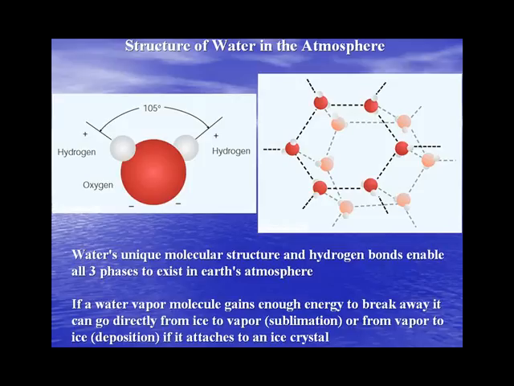Now, if you think about it, remember we talked about molecules gaining energy. Now, if one of these molecules here, let's say for instance this is the solid form of water, and let's say it gets enough energy, it begins to break away and it moves away from this particular structure. It can go directly from ice to vapor, which we call sublimation, or it can go from vapor directly to ice if it attaches to an ice crystal. So that gives you an idea of the molecular structure of water.